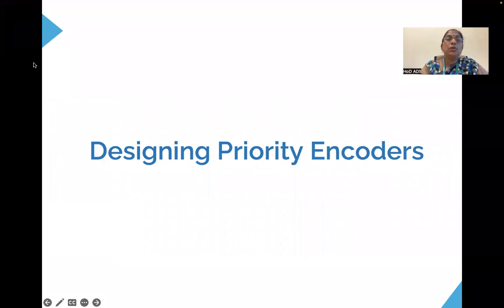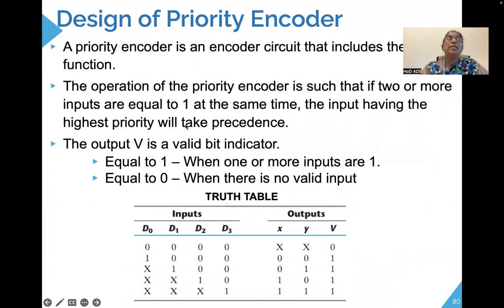Let us discuss priority encoders, how to design a priority encoder. Last time we have seen that when more than one input is high, the output of the encoder will not be able to give the correct output. So that is the reason why we are going for the priority encoder. A priority encoder is an encoder circuit that includes the priority function.